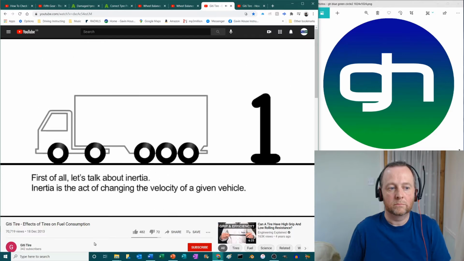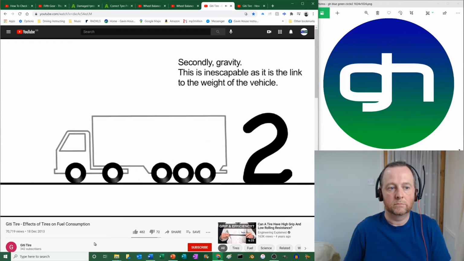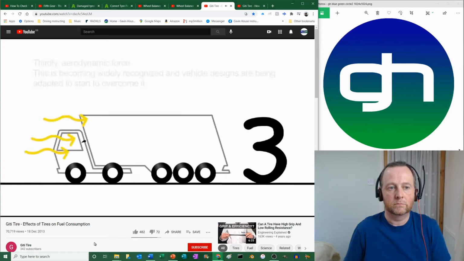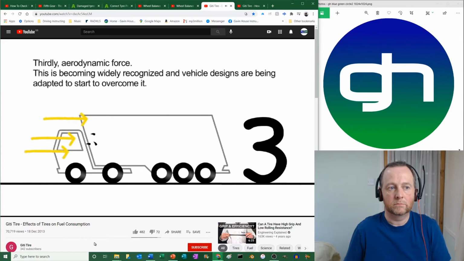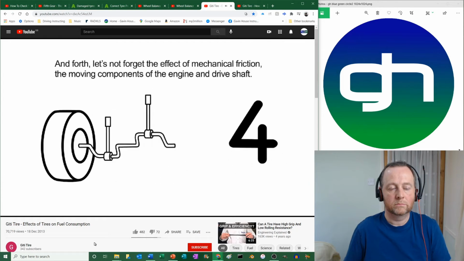First of all, let's talk about inertia. Inertia is the act of changing the velocity of a given vehicle. Secondly, gravity. This is inescapable, as it is the link to the weight of the vehicle. Thirdly, aerodynamic force. This is becoming widely recognized, and vehicle designs are being adapted to start to overcome it. And fourth, let's not forget the effect of mechanical friction, the moving components of the engine and drive shaft.